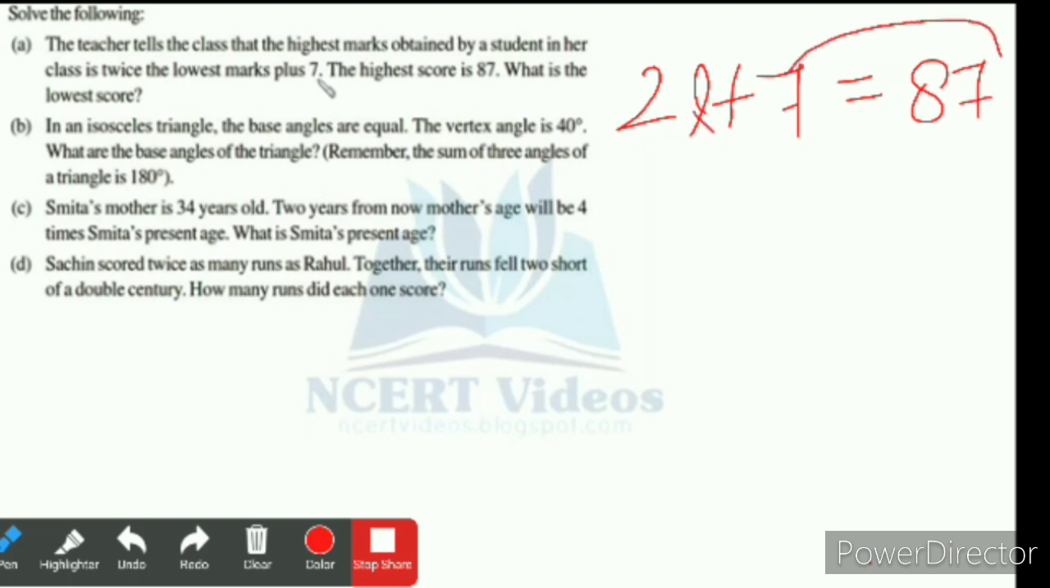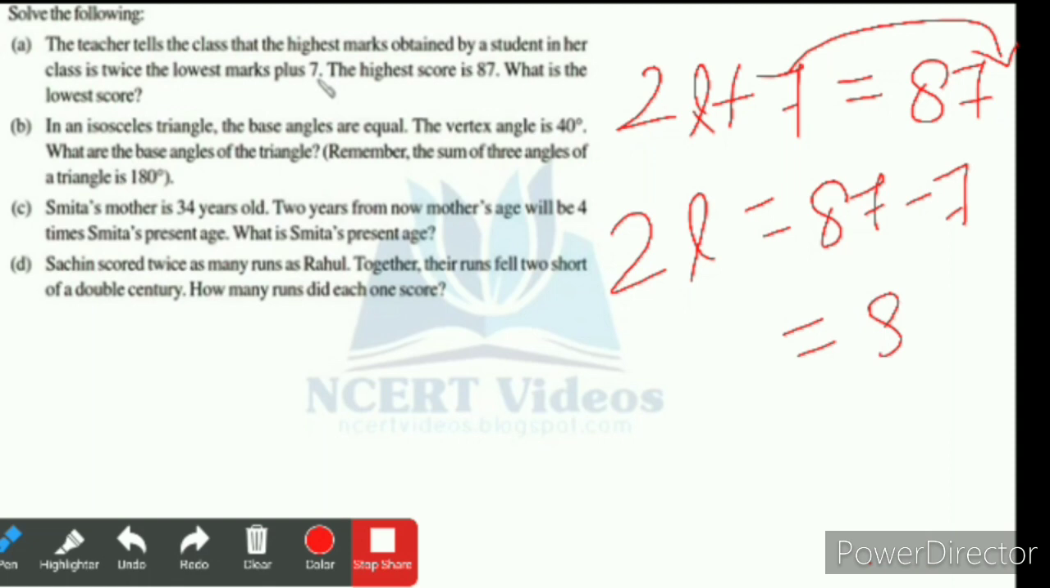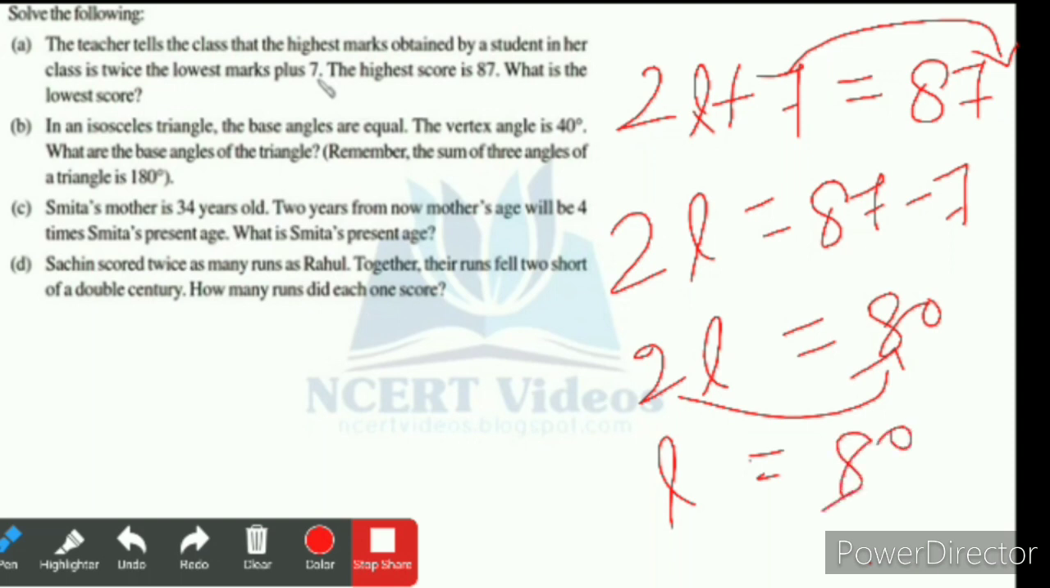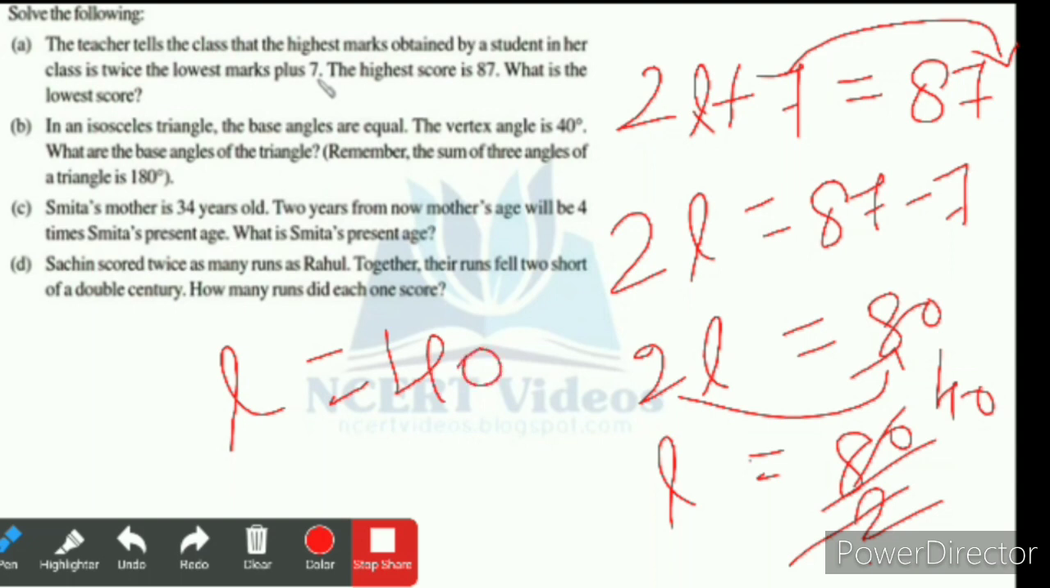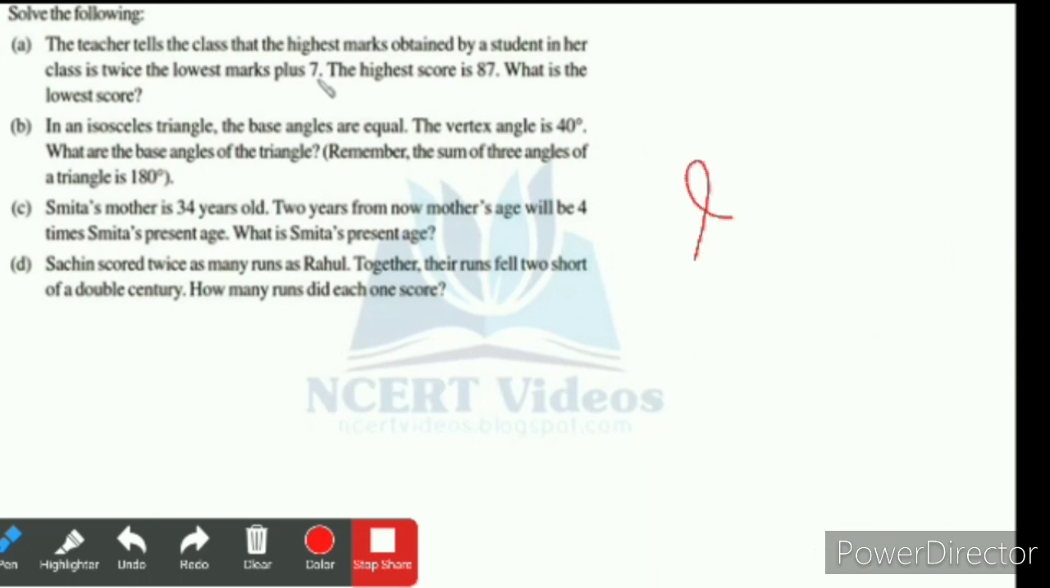Bring 7 to this side. It will become 87 minus 7 is equal to 80. So 2L is 80, that is L is equal to 80 by 2, gives 40. That is, lowest mark is 40. Got it? L is 40.